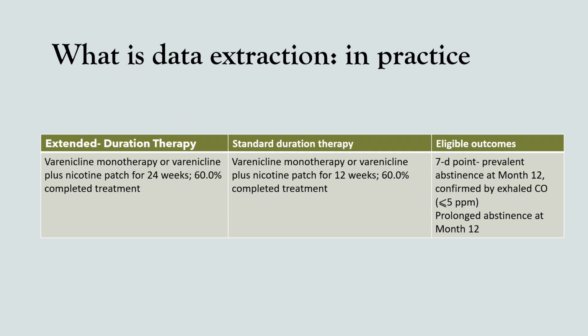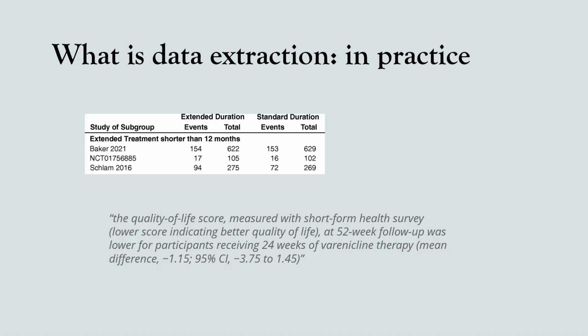Now let's look at how results are extracted in a systematic review. The types of data we extract depend on whether the outcome is binary or continuous. First, for binary outcomes with two possible states such as quit or not quit, we usually extract the number of events and the total number of participants in each group. For example, in this table here, we see how many participants achieved abstinence in the extended duration group and in the standard duration group, along with the total number in each group.